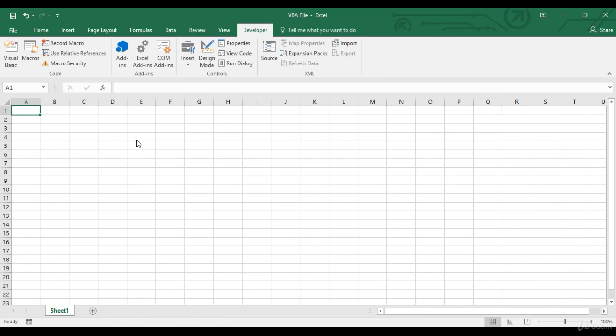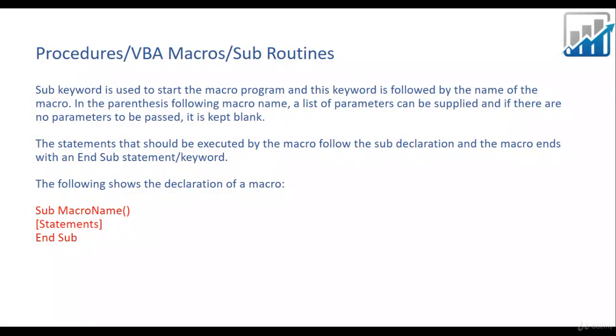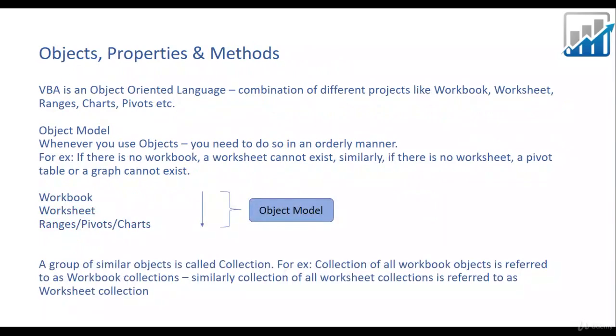Now let me go back to the deck. Now VBA is an object-oriented language. If you think of it, everything is considered as an object. So a workbook, a worksheet, cells, ranges, charts, pivots, they all are considered objects. And all of these objects have properties and methods.